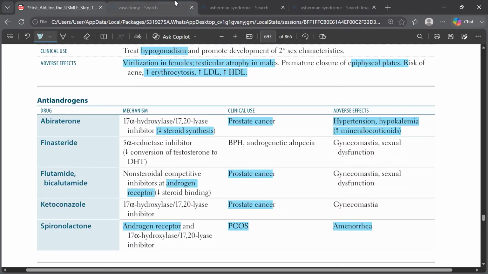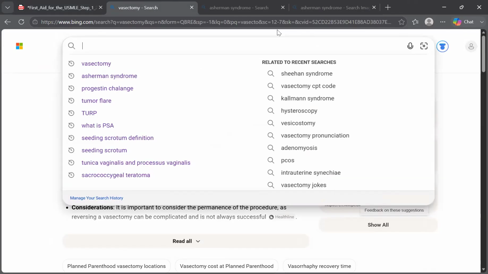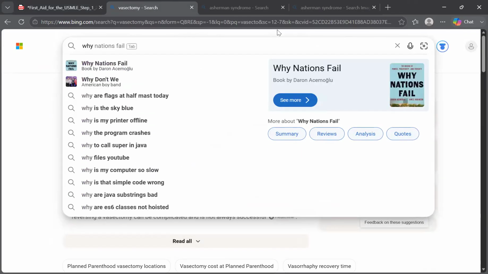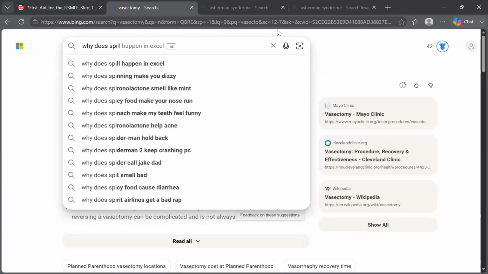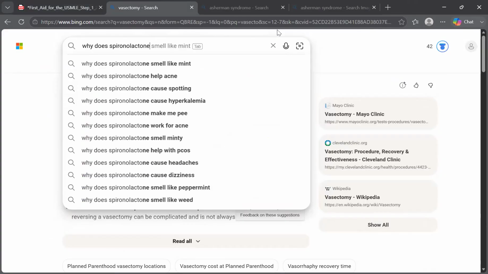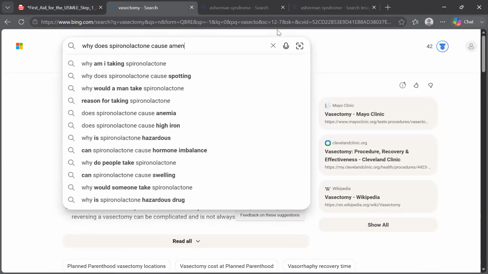And it causes amenorrhea, which I'll have to search why it does because I don't understand. Why does spironolactone cause amenorrhea?